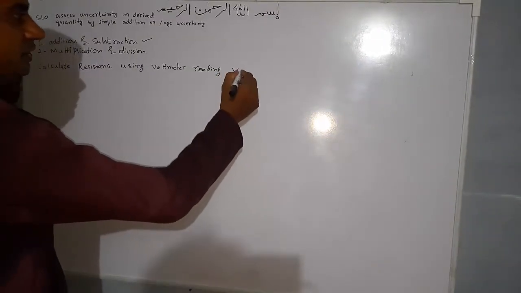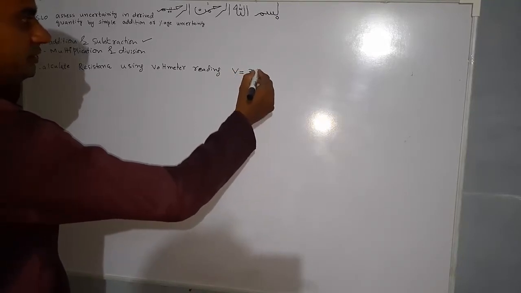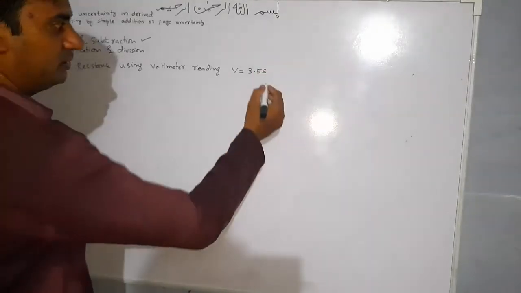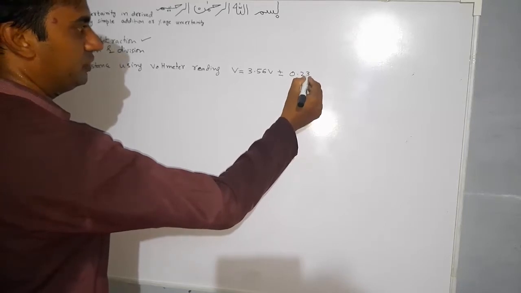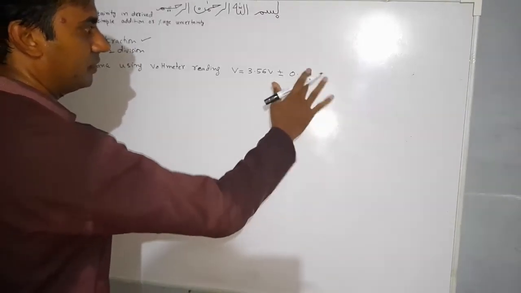So see right here, what will the case be? Just like we have the question: Calculate resistance using voltmeter reading V is equal to 3.56 volt plus minus 0.02 volt. Now what does this mean?